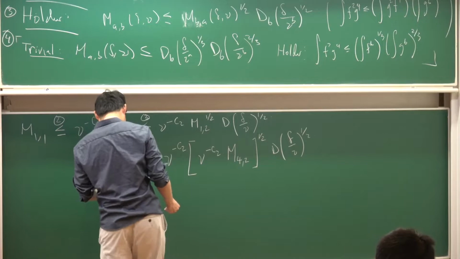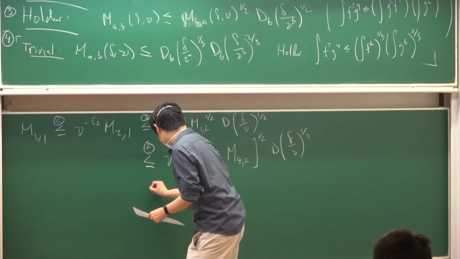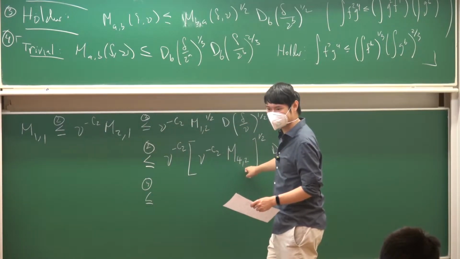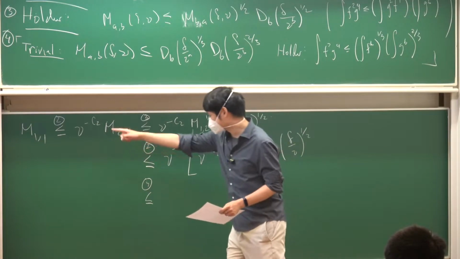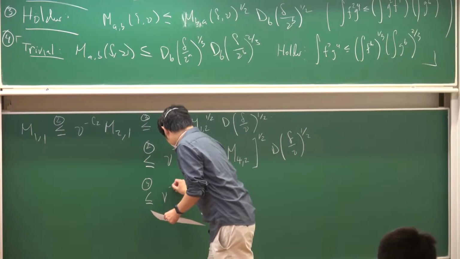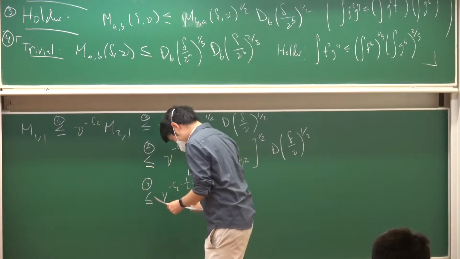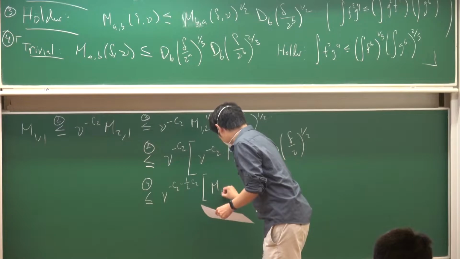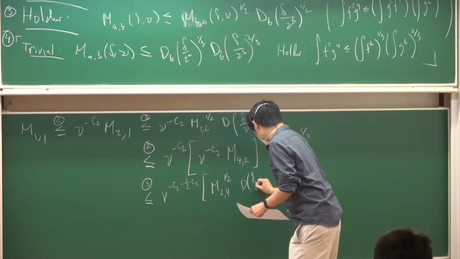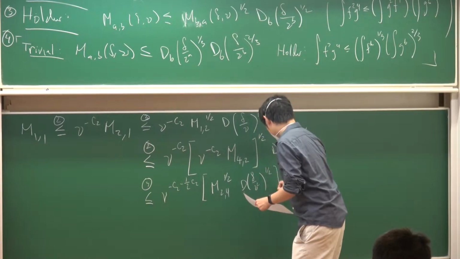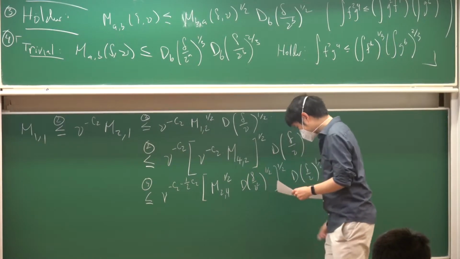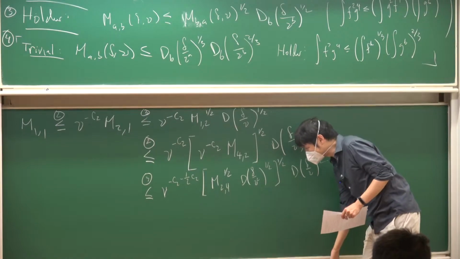And then what do I do now? Well, let's rearrange. Let's now use 3 again. 3 allows me to swap this 4 to the second index, and now I've gone from 1, 1 all the way up to 2, 4. So this says nu to the minus C2 minus 1/2 C2, M24 to the 1/2 D of delta over nu squared to the 1/2, to the 1/2 delta over nu to the 1/2. Okay, and let me write one more.